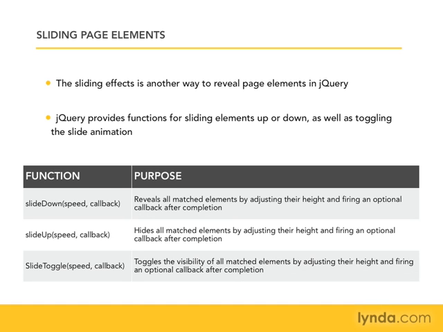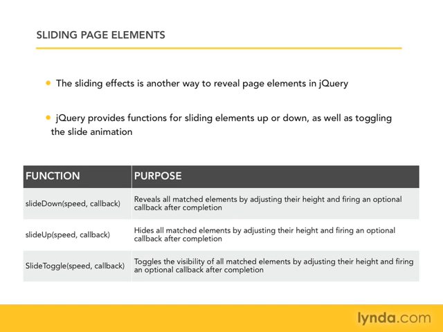The slide down function allows me to specify the speed at which the slide animation happens, and there's an optional callback function that will be called when the slide is completed. And the same thing for slide up. I can specify the speed, and speed can either be a string like slow or normal or fast, or I can specify a number of milliseconds that I want the animation to happen over. And slide toggle is the same idea. It just toggles whether things are sliding up or sliding down based upon whether they're already showing.